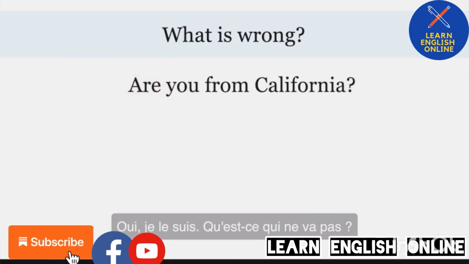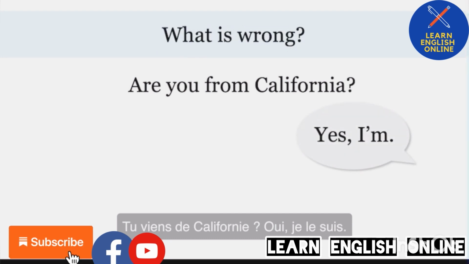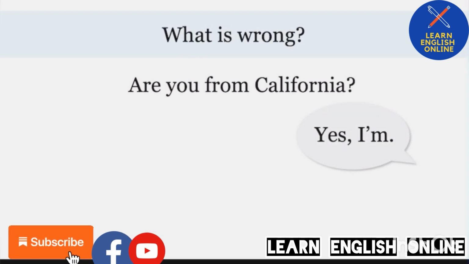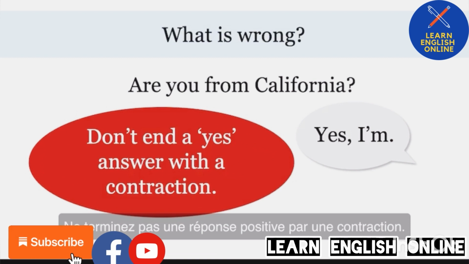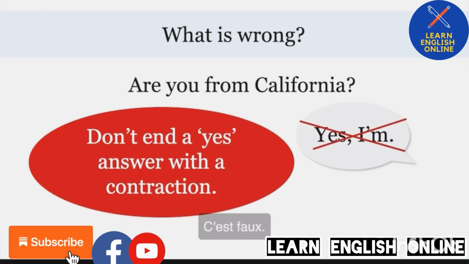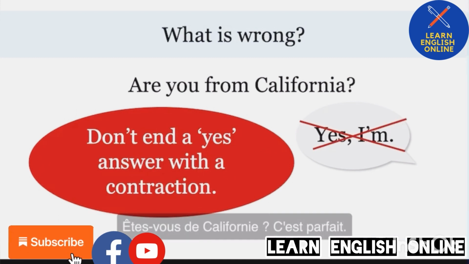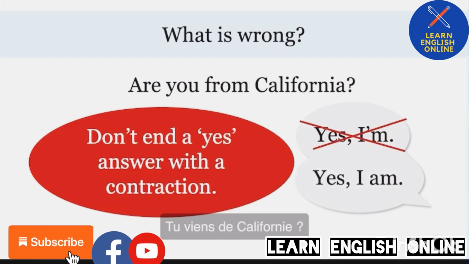What is wrong? Are you from California? Yes, I'm. Don't end a yes answer with a contraction. This is incorrect. Are you from California? Is perfect. Are you from California? Yes, I am. One more.